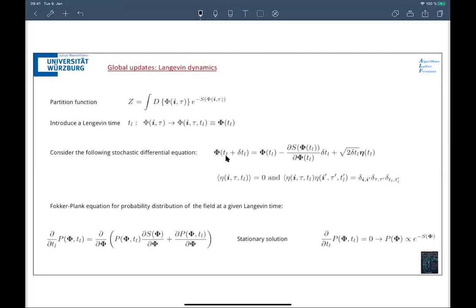Now, once we have this Langevin time, we can define a stochastic differential equation for this field. So phi at Langevin time t plus delta t is equal to the field at the previous time, plus a force, which is the derivative of the action with respect to the field at time t_L, times delta t, plus a stochastic variable. This is white noise, which is site, imaginary time, and Langevin time independent, and the expectation value at equal times and equal positions is equal to 1.